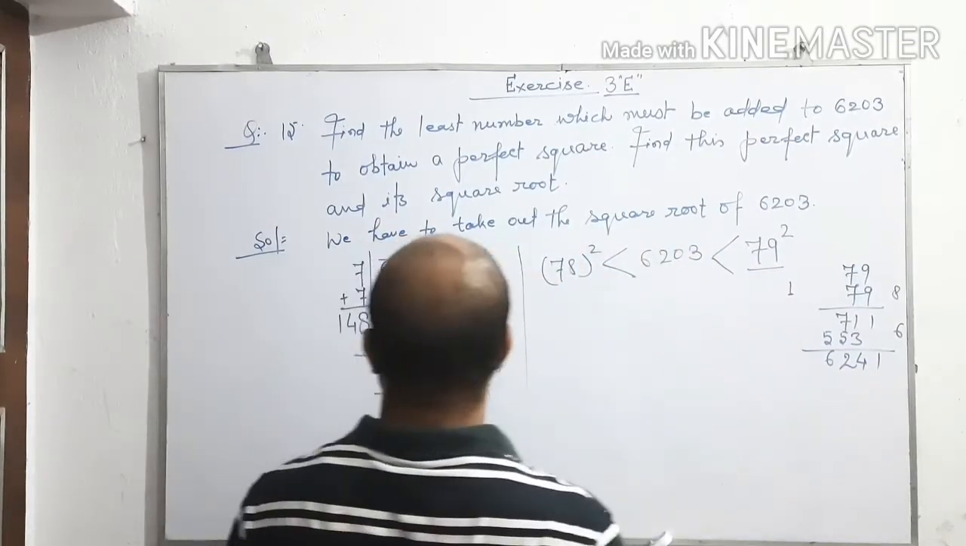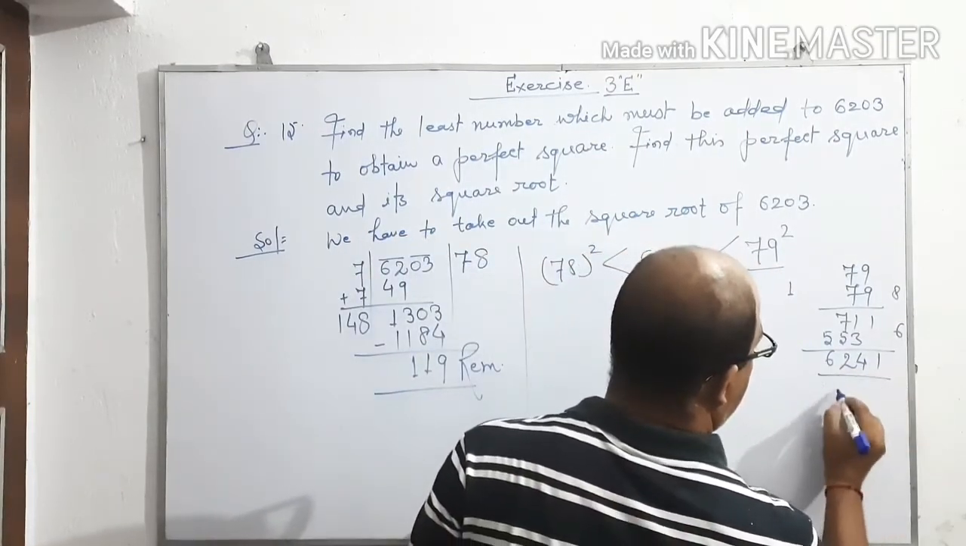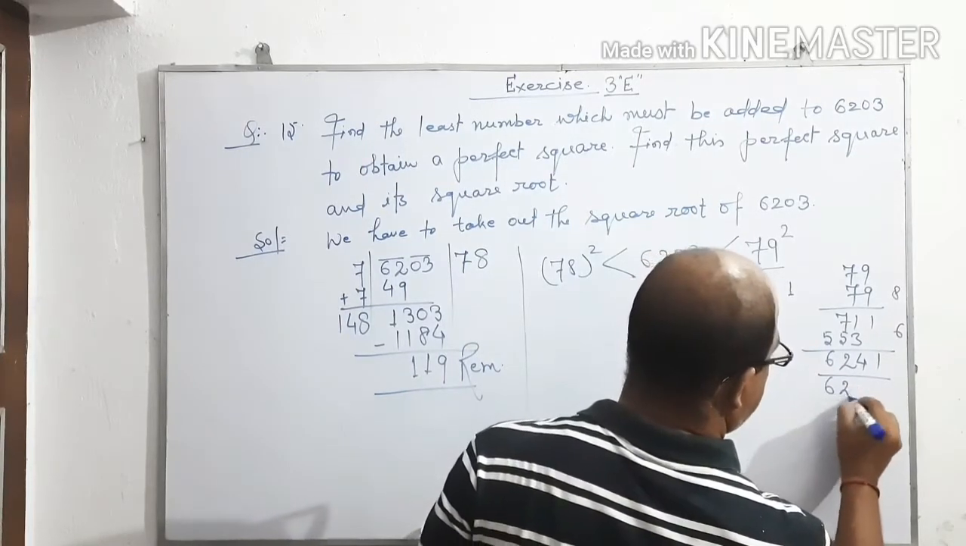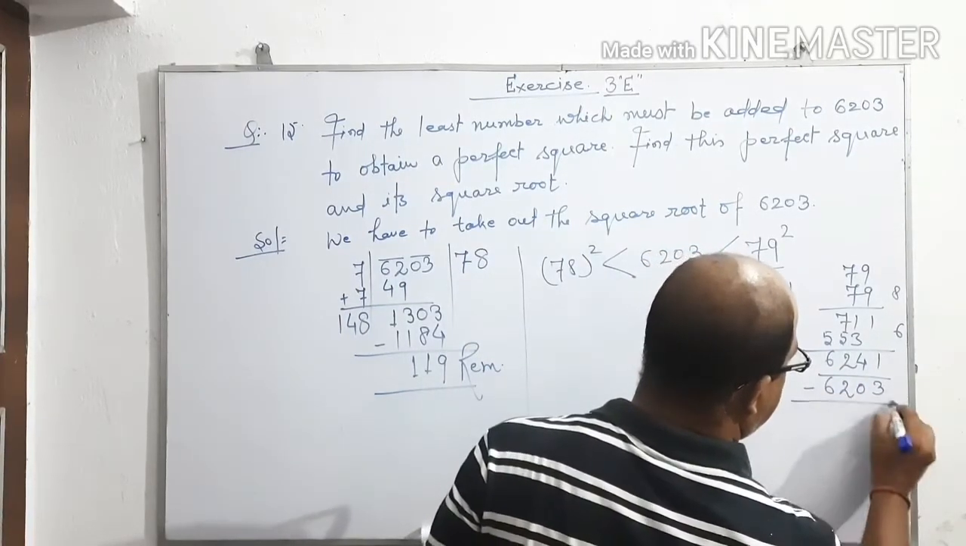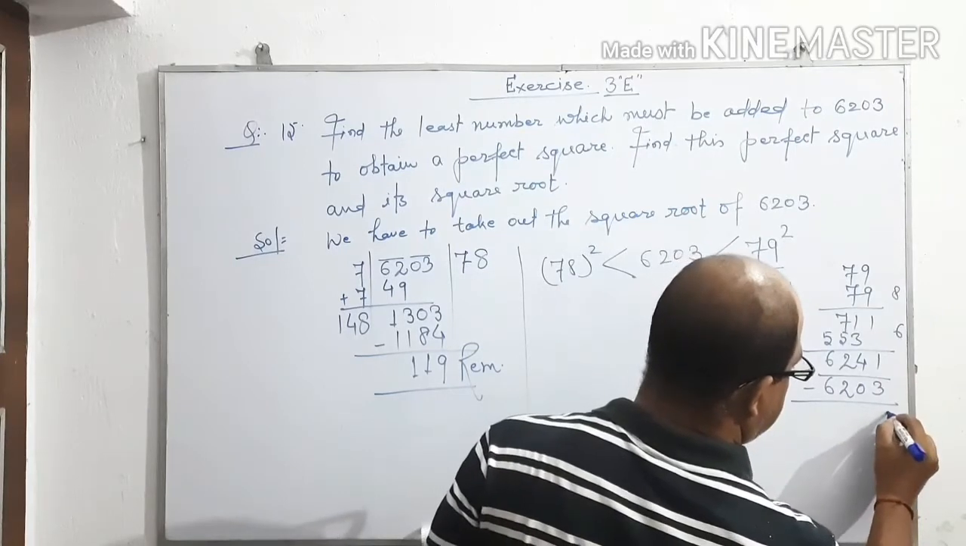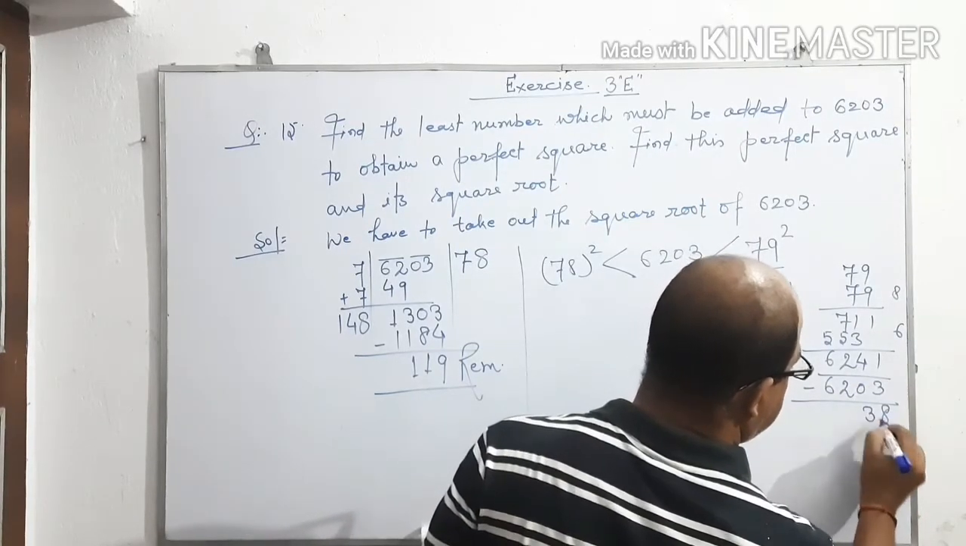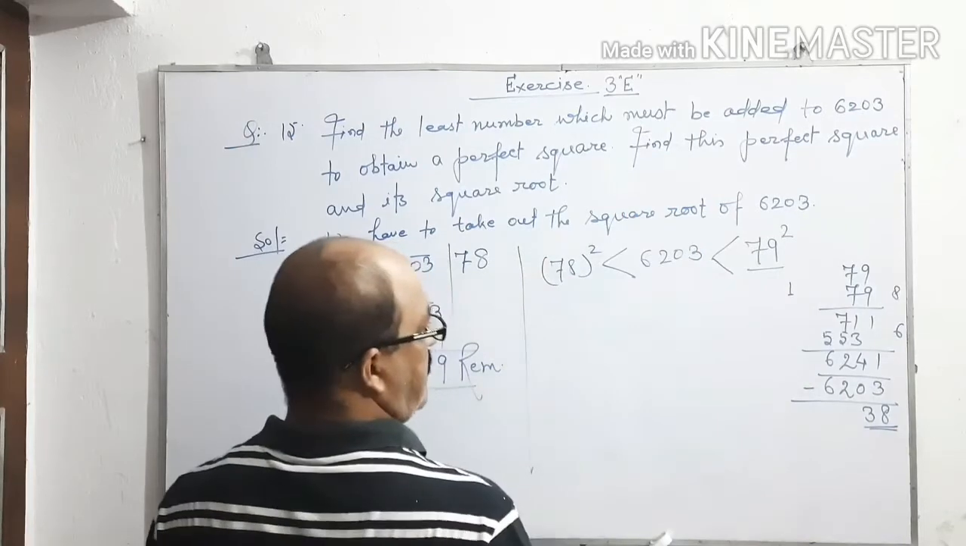6241, and 6203 is given when we subtract it here. 11 minus 3 is 8, and it becomes 38.